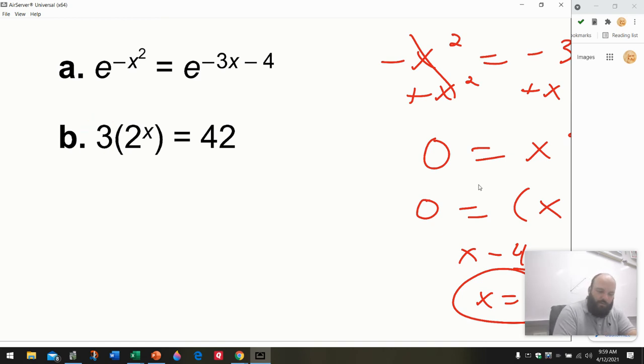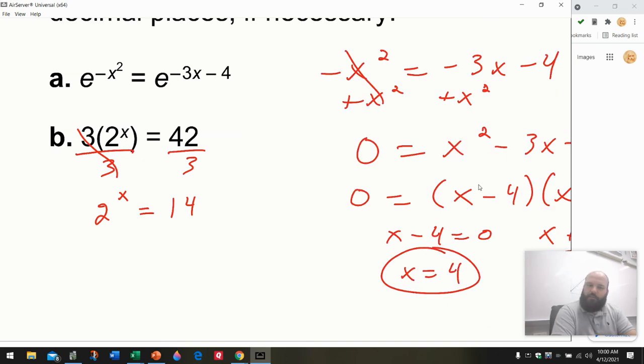What we want to do is have 2 to a power, and we need this side to be 2 to a power. Right now, though, 42 is not a power of 2. If you go 2 times 2 is 4, times 2 is 8, times 2 is 16, times 2 is 32, times 2 is 64. So 42 itself is not a power, so we need a way to rewrite this. What we'll do is we will divide both sides by 3 first. Now, in doing that, we end up with 14.